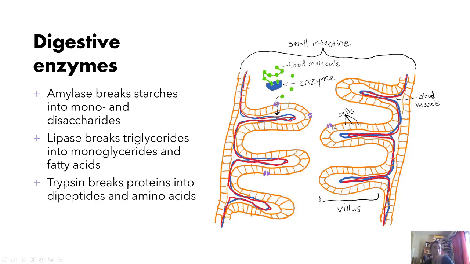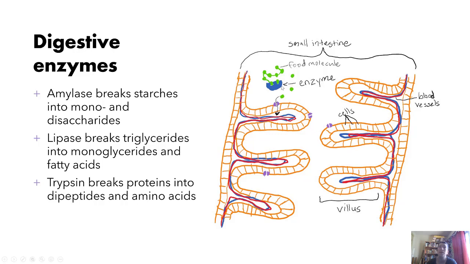When you eat food molecules, they tend to be very large polymers made of many different monomers connected together. So these digestive enzymes are going to break up the large food molecules into smaller food molecules. If your food molecule was starch, a polysaccharide, you would use the enzyme amylase to break it up into monosaccharides and disaccharides.